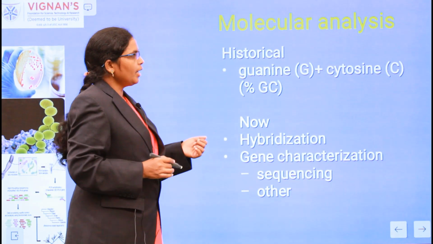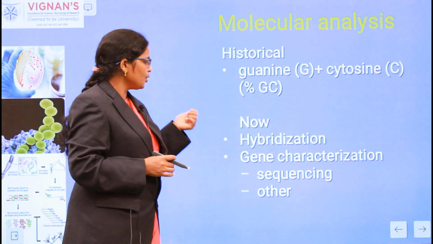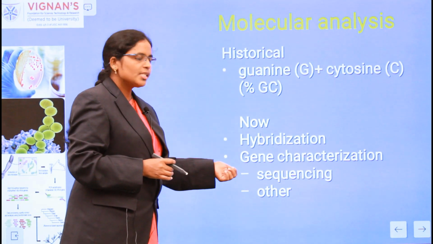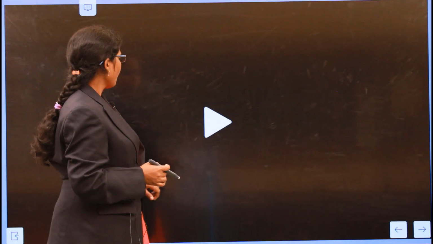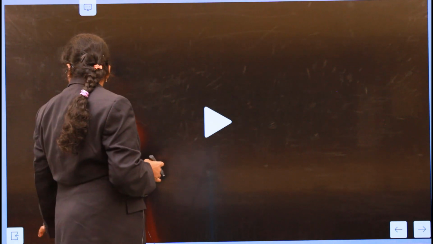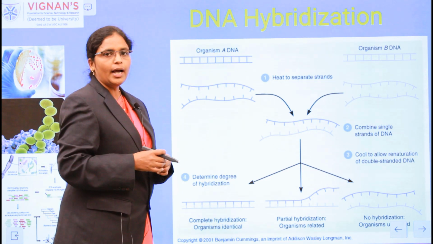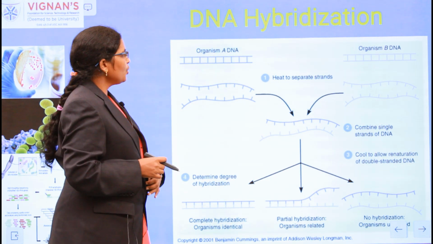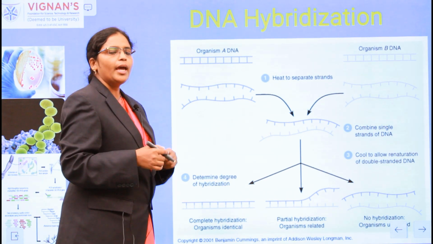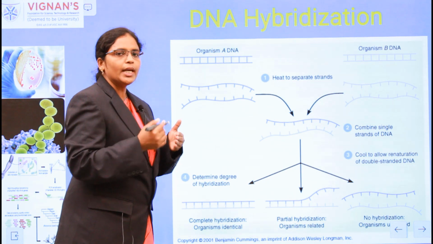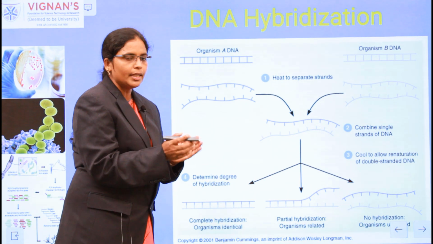Next, molecular analysis. This G plus C is also a historical, old approach. Now, the newer ones are hybridization, sequencing and amino acid sequencing methods. Now we will see nucleic acid hybridization. Based on nucleic acid hybridization, we can identify an organism and arrange it into a particular group, that means based on similarity in nature.